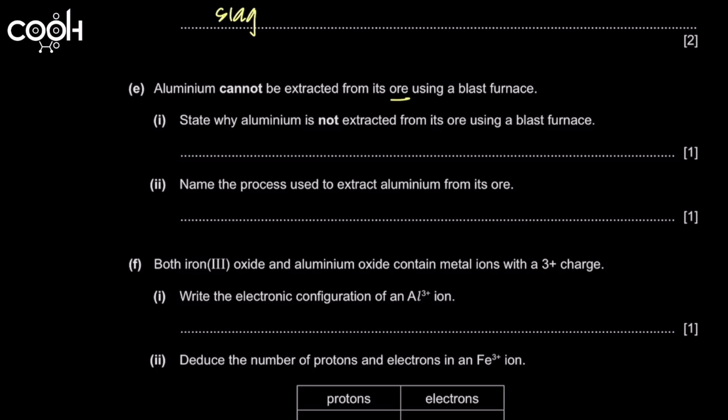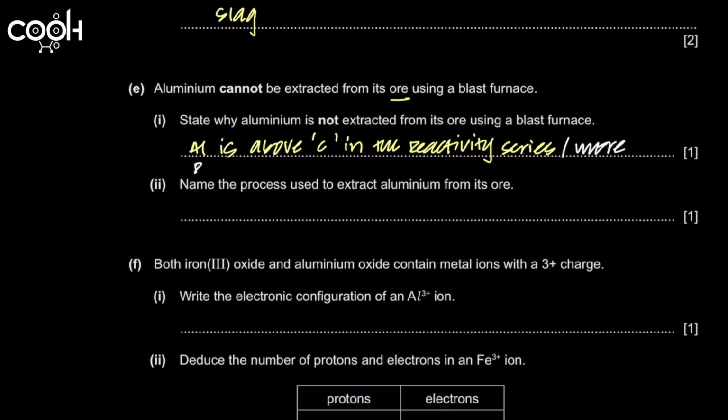Well, obviously the only reason the blast furnace works for iron is because iron is below carbon in the reactivity series. So carbon can reduce the iron oxide to give you iron. Here it can't do so. Why? Because aluminum is above carbon in the reactivity series, or you could say it is more reactive than carbon.